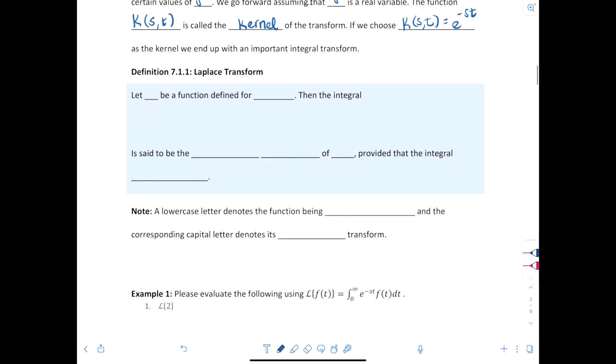So first definition, 7.1.1, the Laplace transform. Let f be a function defined for t greater than or equal to 0. Then the integral L of f of t, this is the transform, equal to the integral from 0 to infinity of e to the negative st times f of t dt is said to be the Laplace transform of f, provided that the integral converges.